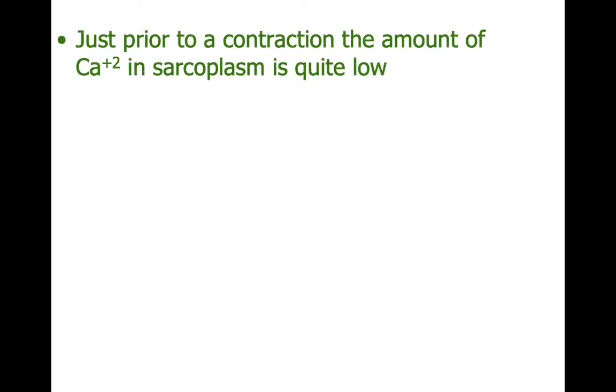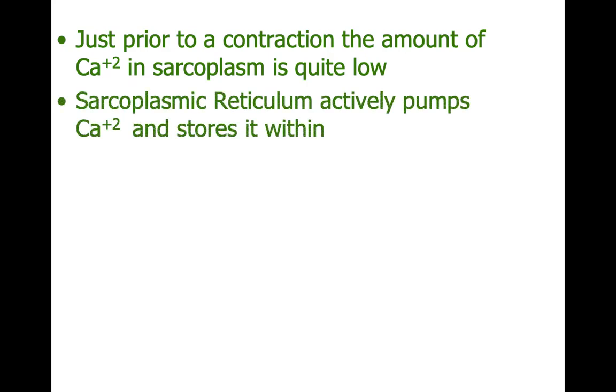So, just prior to a contraction, the amount of calcium ions in the sarcoplasm is quite low. That's because the sarcoplasmic reticulum actively pumps calcium ions and stores those calcium ions in the sarcoplasmic reticulum. You'll remember when we talked about active transport, when we talked about our sodium-potassium pump, we said that there was a physiological reason to keep the sodium concentration high on one side of the membrane and the potassium concentration high on the other side of the membrane. Here's another example of that.